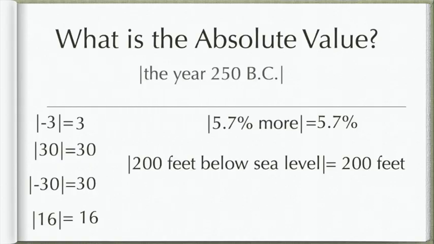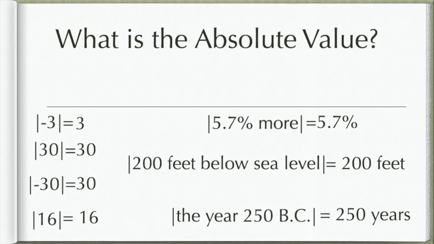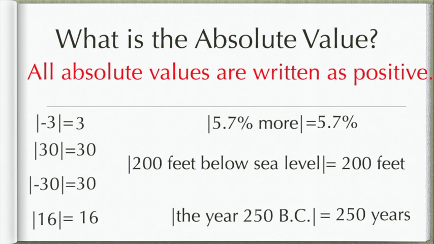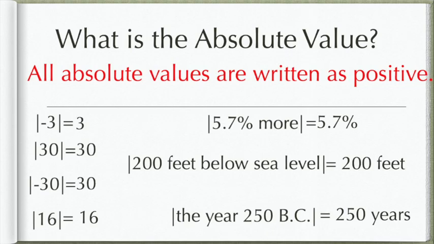What's the absolute value of the year 250 BC? It's just 250 years. Absolute values are written as positive. You're simply talking about a distance from 0. In these practices, I didn't do any that have a negative on the outside, but you'd have to be aware of those. Some of your practice pages will have negatives that are outside of your absolute value bars.